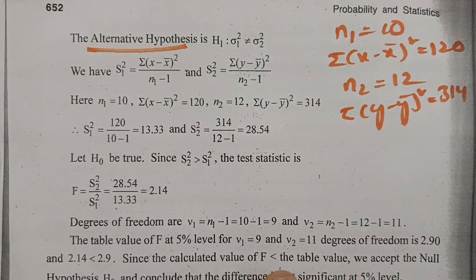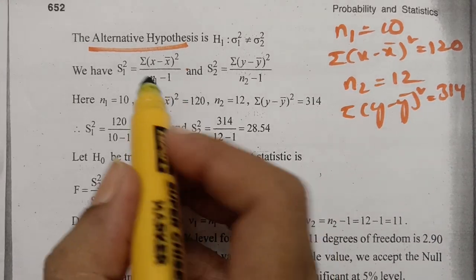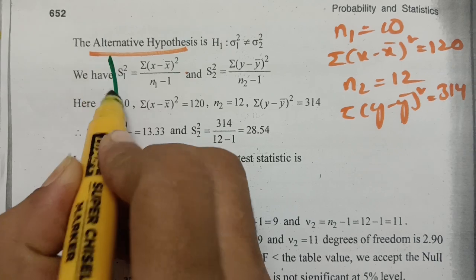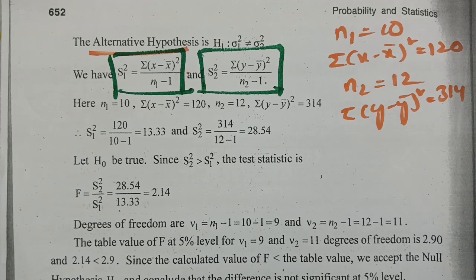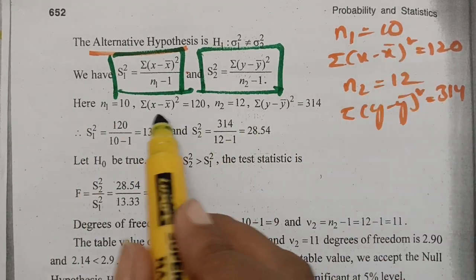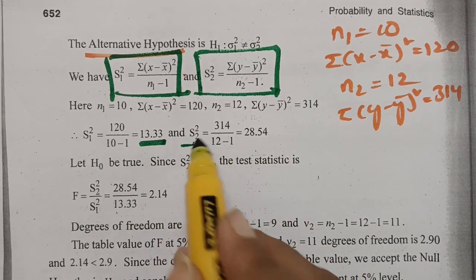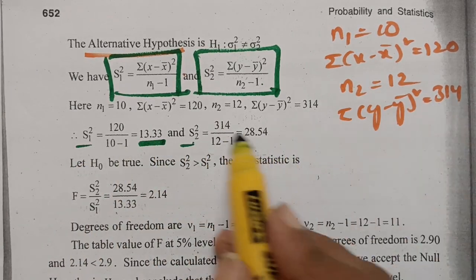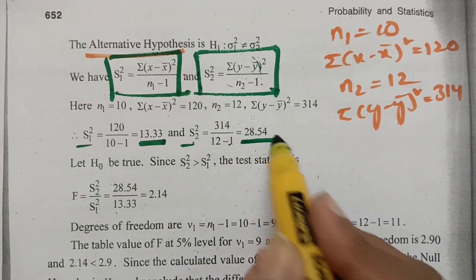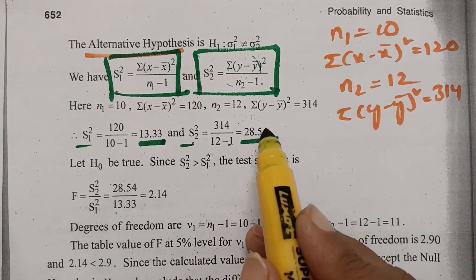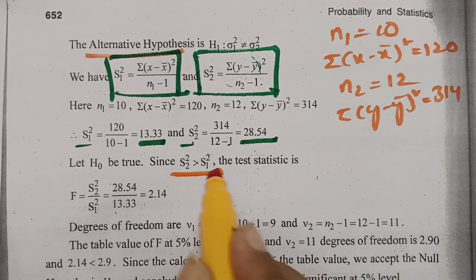From the S1 square formula, sigma (xi minus x bar) whole square by n1 minus 1. So this is the formula, and s2 square is equal to sigma (yi minus y bar) whole square by n2 minus 1. n1 is 10, so 120 by 10 minus 1, the value here is 13.33, and s2 square is equal to 314 by 12 minus 1. If you substitute, the value here is 28.54. Among these two, which one is bigger? This one is bigger. Now S2 square is greater than S1 square.